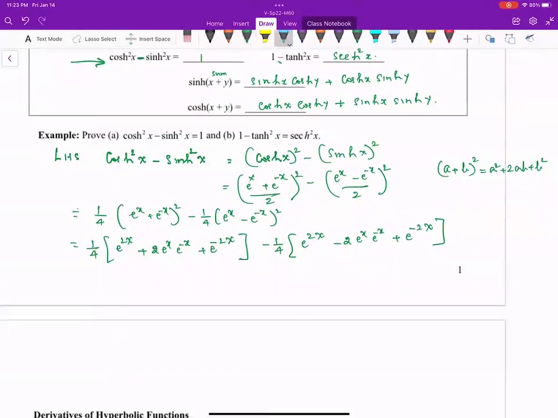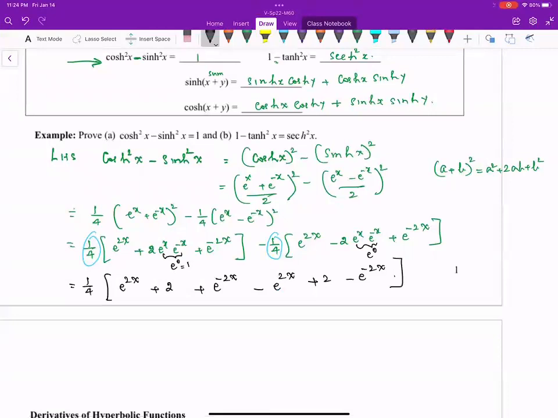In these two, you notice 1/4 is common, so you can take that out. Then you write e to the 2x plus 2, because e to the x times e to the negative x is e to the 0, which is 1, and plus e to the negative 2x. Then you distribute the minus sign, e to the 2x. Again, this is e to the 0, which is 1. Minus and minus makes it positive. Then you have a minus e to the negative 2x. So you have some of them getting cancelled here.